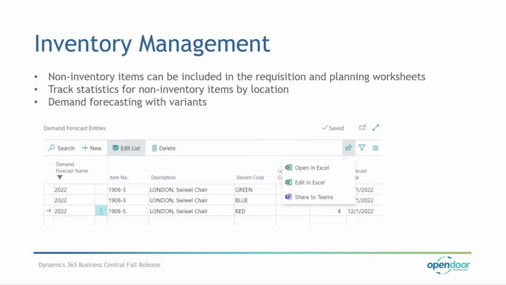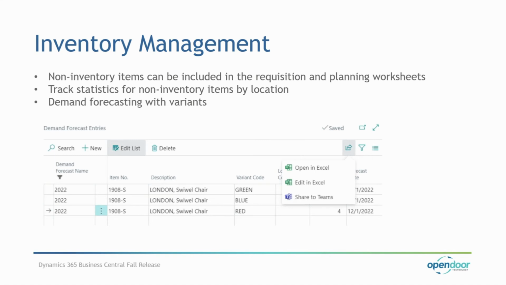On the inventory management side, there are changes to non-inventory items and also variants. If you use the requisition and planning worksheets as the starting point for your POs in your procurement process, you can now manually enter lines for non-inventory items on the worksheets. That way you can include your non-inventory type items in the purchase order request, so you can use the same procurement process for all item types.